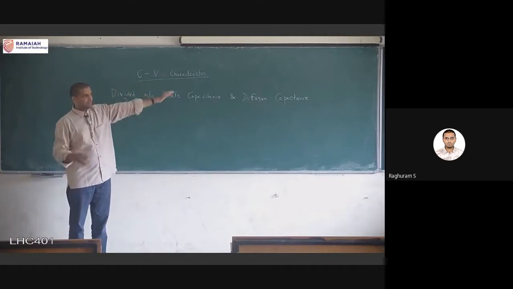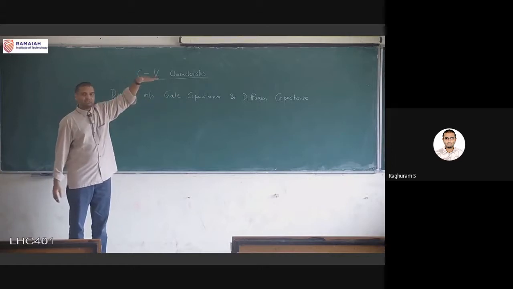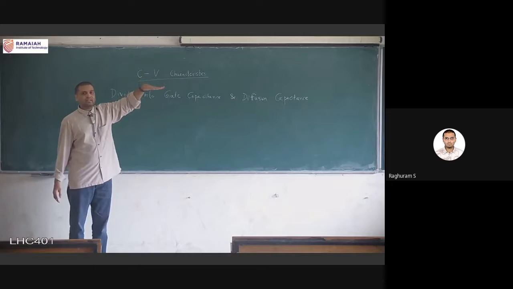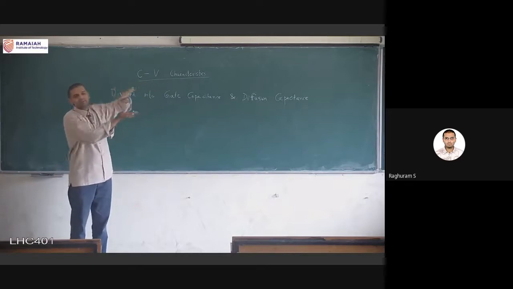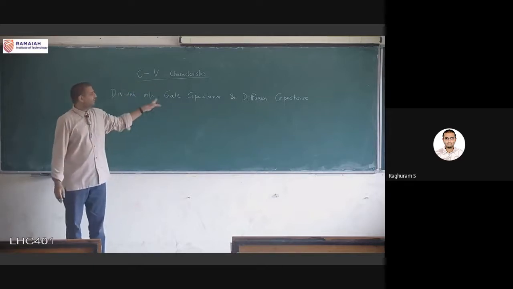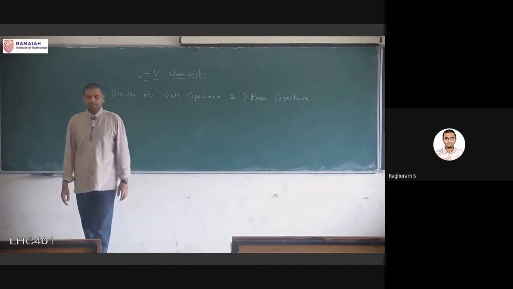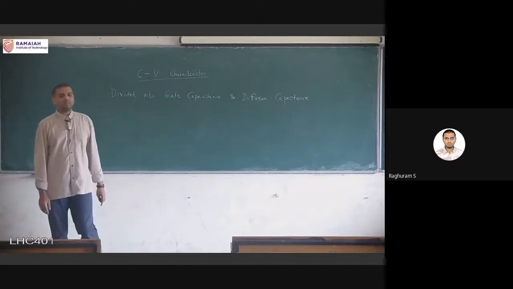Every time we draw the cross section, the gate is on top. So in gate capacitance, the top terminal is always the gate terminal. The bottom terminal, that depends. So that is what we will see in the first part. The second part is slightly different. Here it is called diffusion capacitance.